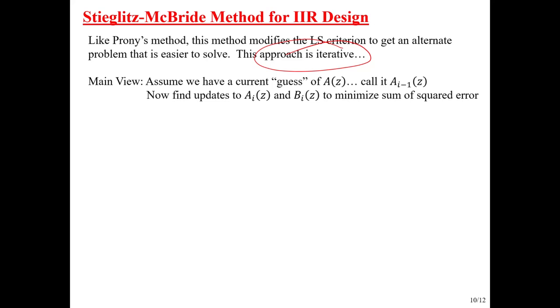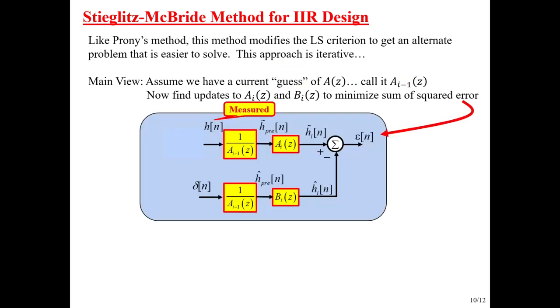And so here's what they did. Assume we've got some initial guess or some current guess of what our A of z is. So let's just call it A sub i minus 1, where i is our iteration index. So somehow we've been zooming in on the right A of z, and that's where we are now. So I've got that, and now I want to use that together with our measured H to improve it and get a new A sub i and a new B sub i. So this was i minus 1, and I've updated it. That's the idea. Lots of engineering solutions are found this way.